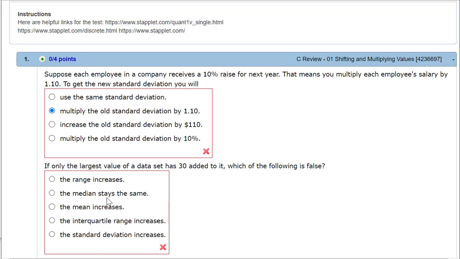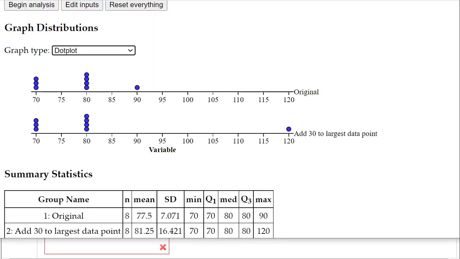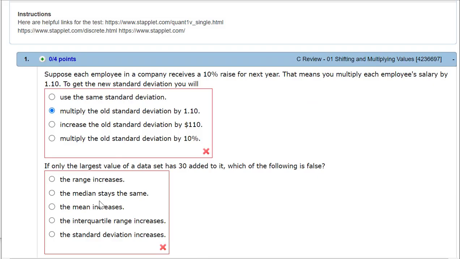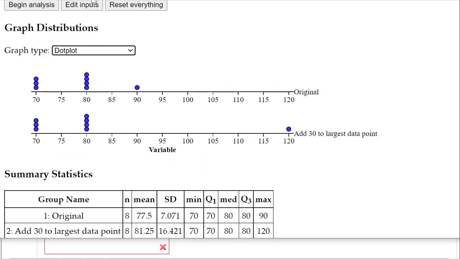So, did the median stay the same? Probably. Let's go look. Did the median stay the same? Yeah, the median's exactly the same because it's still the middle point. It didn't change. I only changed a high point, which does nothing to the median. And let's see, the mean increases. That makes sense. So let's go check. The mean is now 77.5 to 81.25.